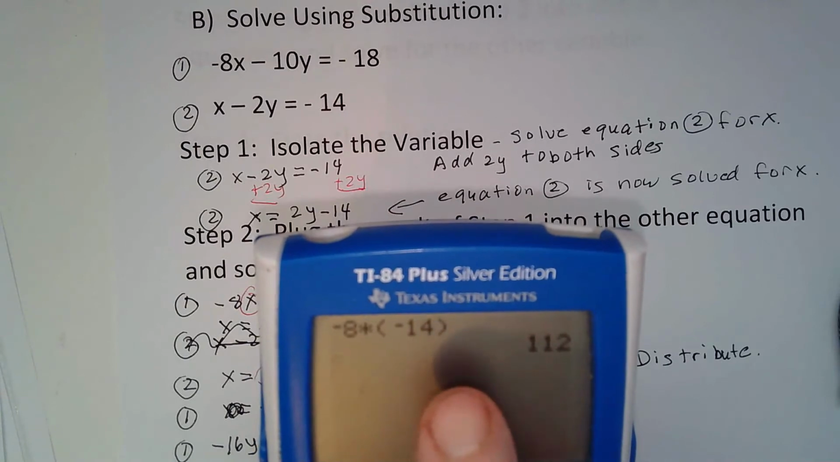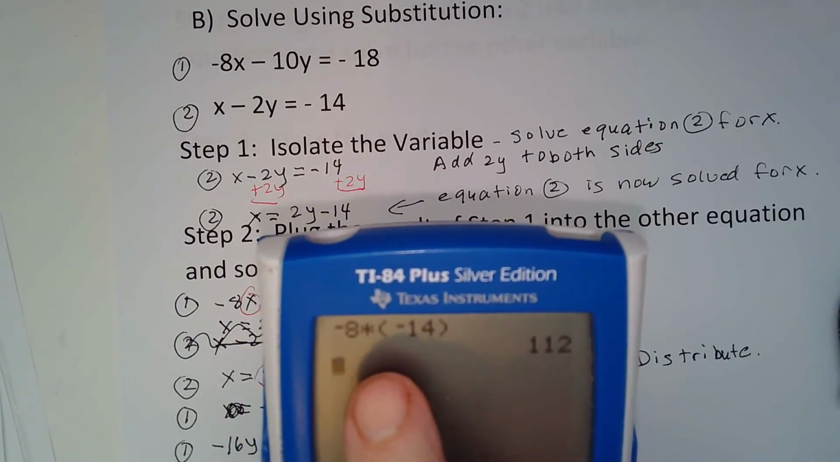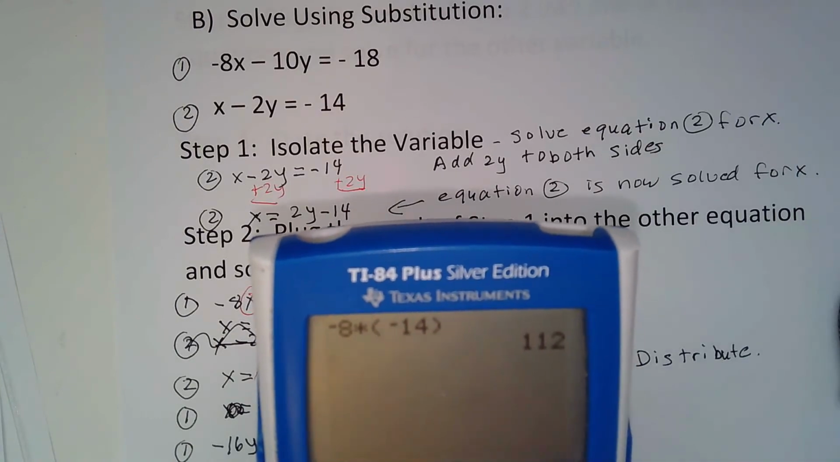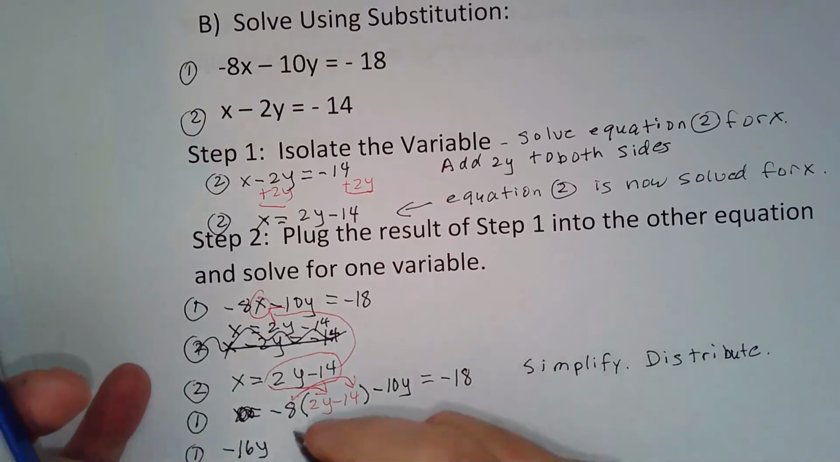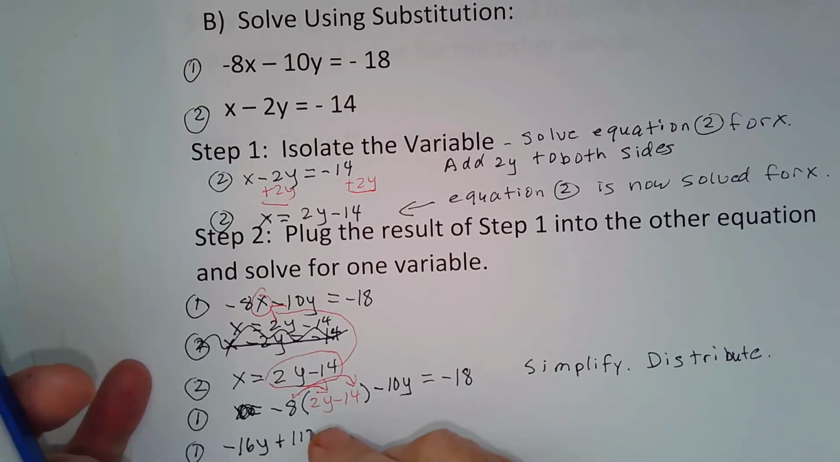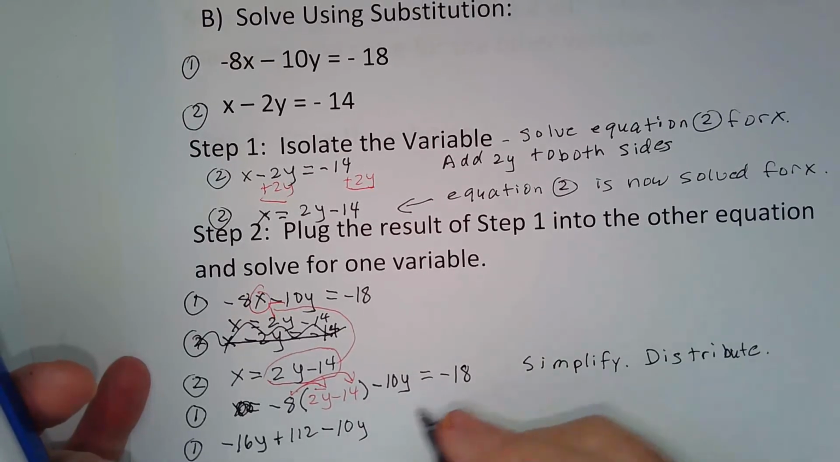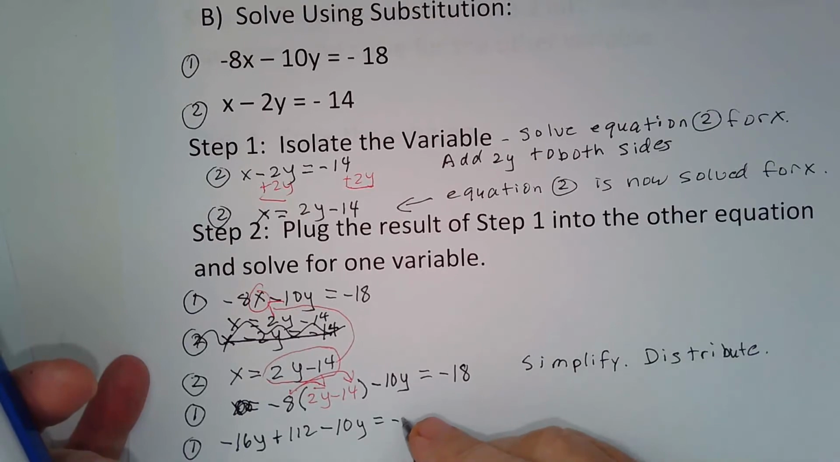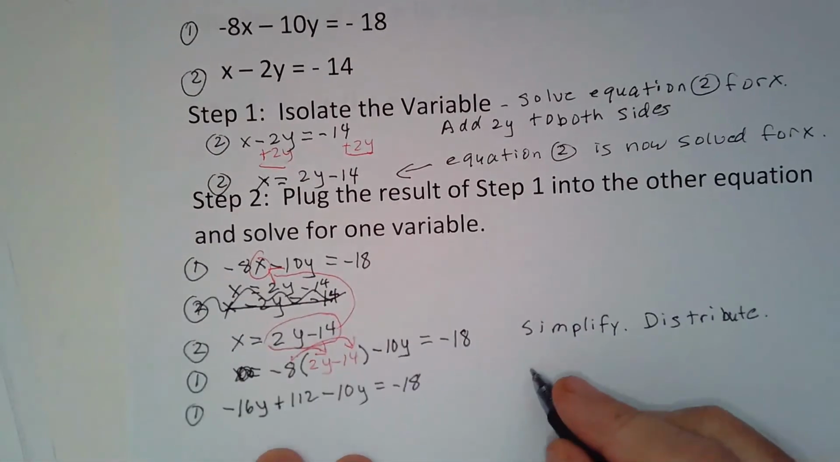So you notice how I put this in parentheses because these are two negative numbers. If I tried this without the parentheses, you would end up with an error message. So that's positive 112. So negative 16y plus 112 minus 10y equals negative 18. All right. So we're going to combine like terms.